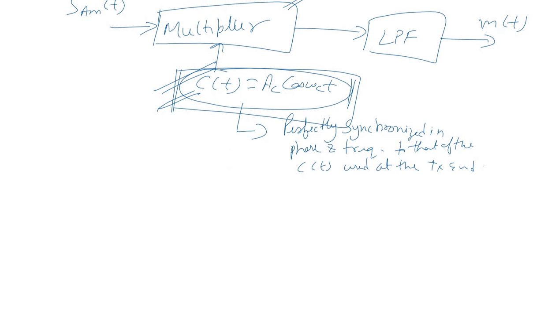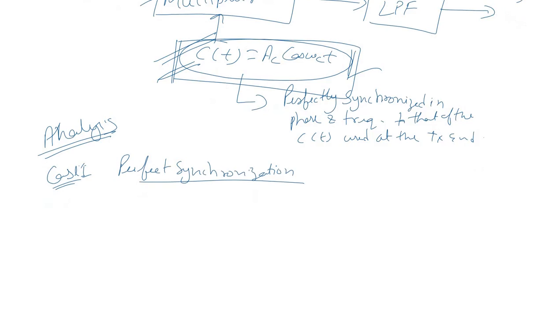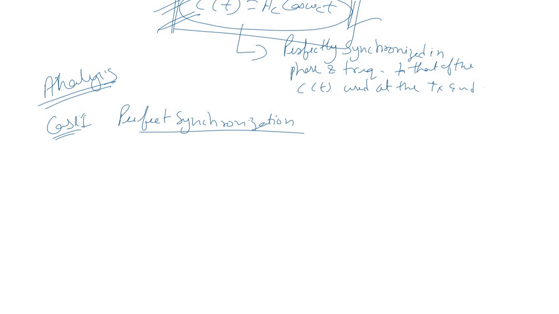If you look at the mathematics of it, and study the step-by-step process of synchronous detection, we'll have a look at the analysis by assuming case 1, that there is a perfect synchronization of the carrier signal. This carrier signal is assumed to be perfectly synchronized with the carrier at the receiver end. Alright, so the first step is multiplication.